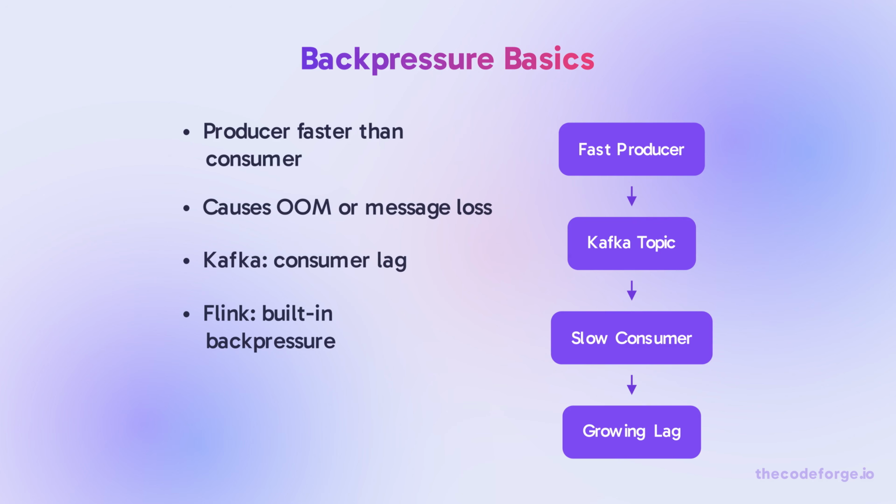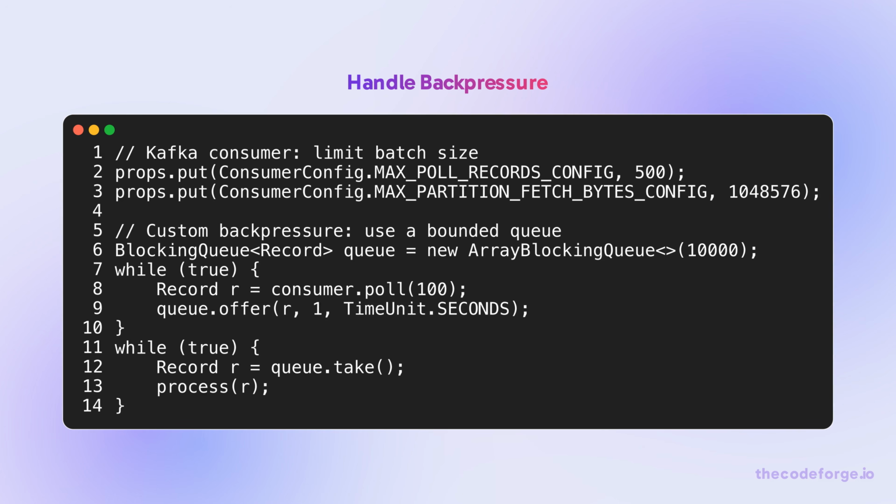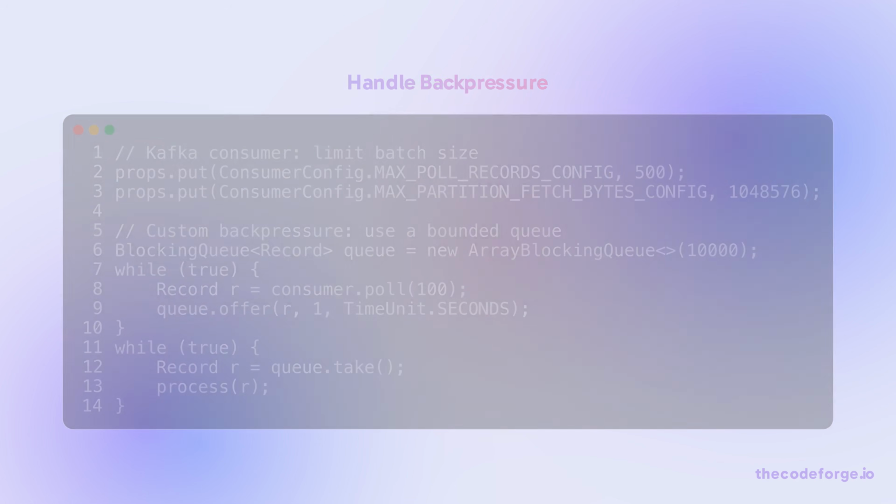Backpressure is when your producer sends data faster than your consumer can process. Without handling it, you'll OOM, drop messages, or crash. Kafka handles backpressure naturally. Consumers pull at their own pace, but lag grows. Limit batch size with MAX_POLL_RECORDS_CONFIG. Use a bounded queue between poll and process to prevent unbounded memory growth. Flink has automatic backpressure that throttles sources when sinks are slow.